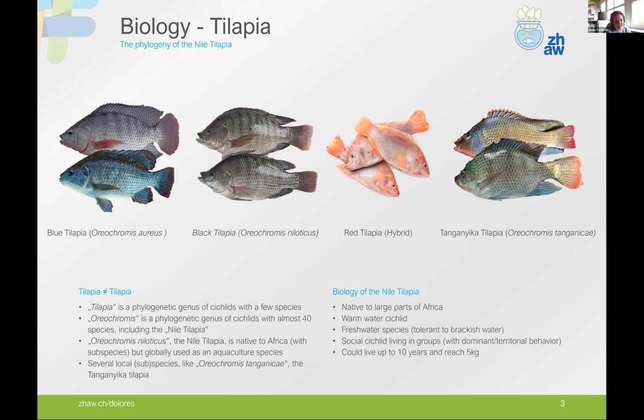As for the biology, the species is native to a large part of Africa. It's a warm water cichlid. So as a cichlid, they're already very robust. Most of the time, it's a freshwater species, although it is known to be very tolerant to brackish water if you adapt them slowly. It's a social fish, so they have a lot of social interaction that sometimes also comes with a bit of problems for us in aquaculture because it brings territorial and dominant behavior. And if left alone, they could live quite a long time and reach quite an impressive size.